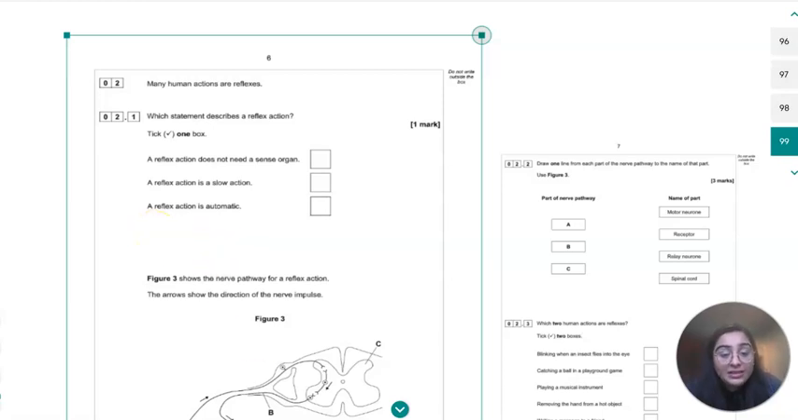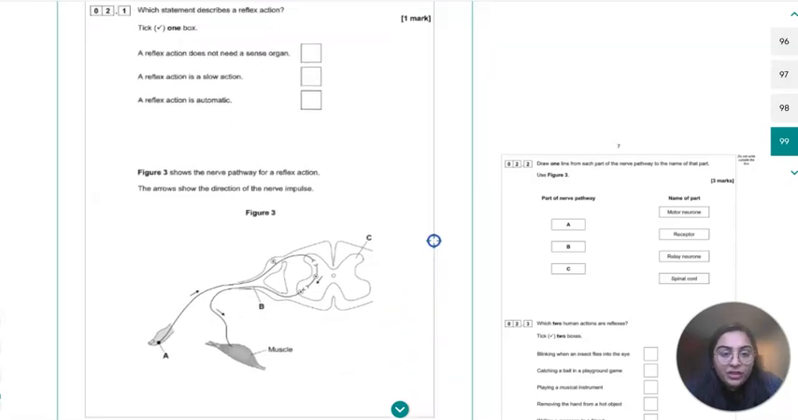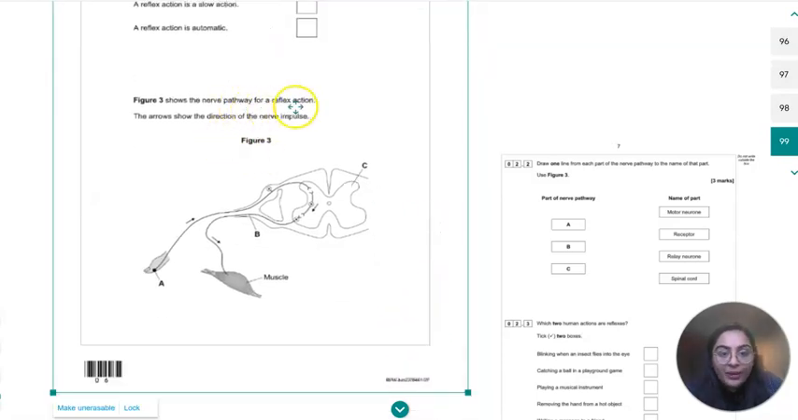So the correct answer here has to be a reflex action is automatic. So the next part of the question shows us a nerve pathway for a reflex reaction. So we just spoke about the reflex action and the pathway that it takes, and this is basically showing us the exact same thing. It's just showing us with images of where those responses are coming from.